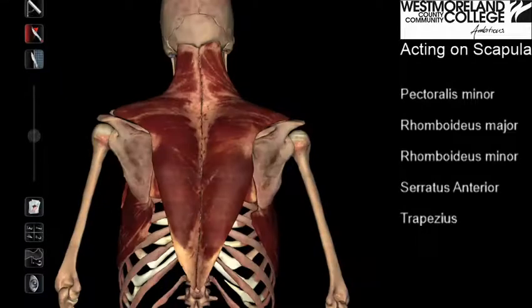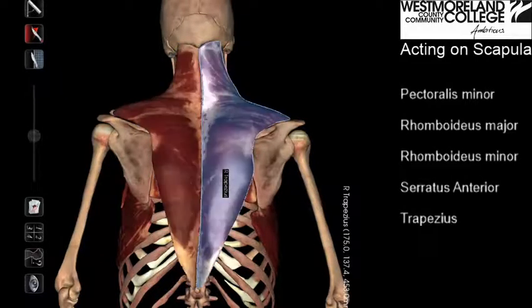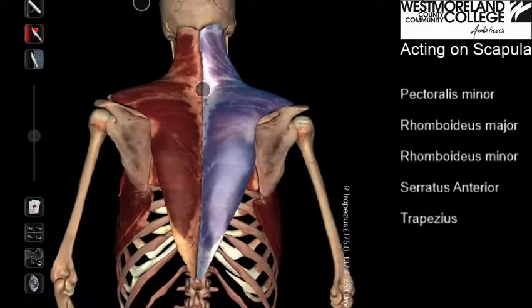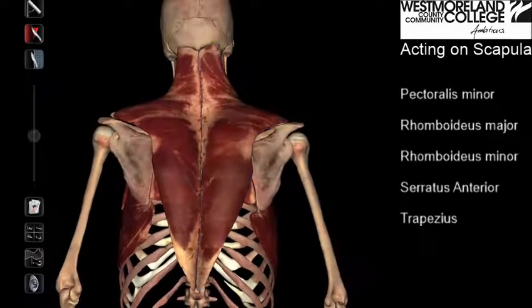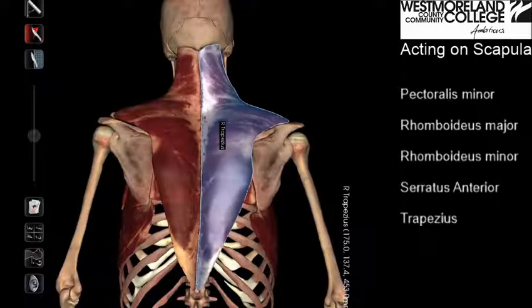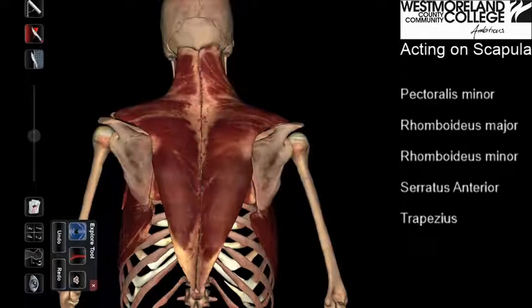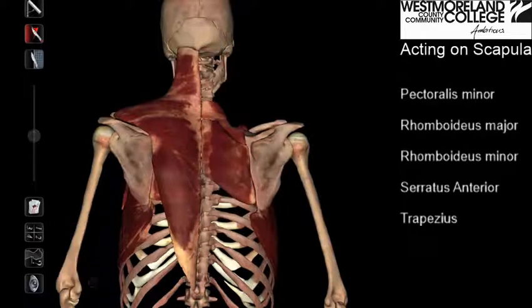Looking posteriorly, we can see the trapezius dominates the back. It is the superficial most layer, and if you notice, it has a very broad side where the vertebral column is, and a narrow side where the acromion or the spine of the scapula is. The broad side is the origin, so you can use that to help you find origins of muscles.